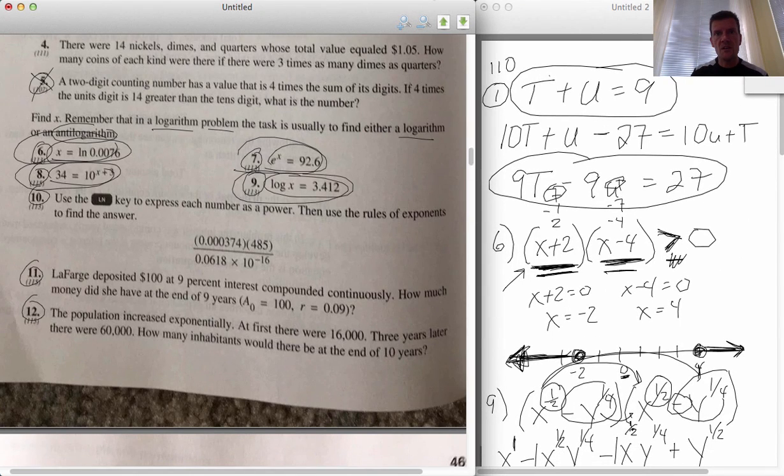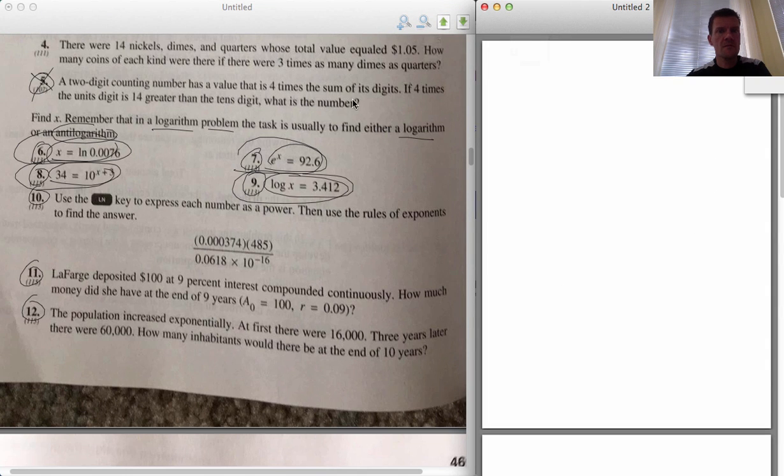Okay, I'm going to pause and get a new sheet. Okay, I'm back. We are talking about number 6 here, log.